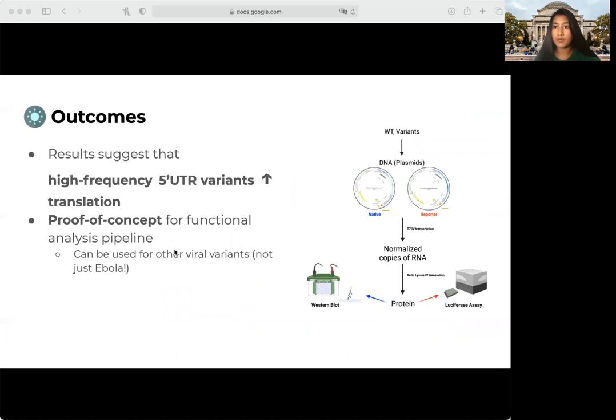In summary, we found that high-frequency 5' UTR variants in VP24 upregulate translation, and we developed a proof-of-concept functional analysis pipeline that can be used not just for Ebola, but for all sorts of viral variants.